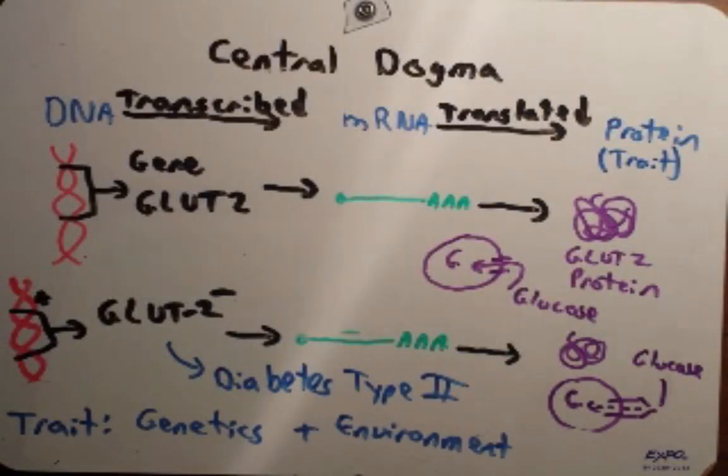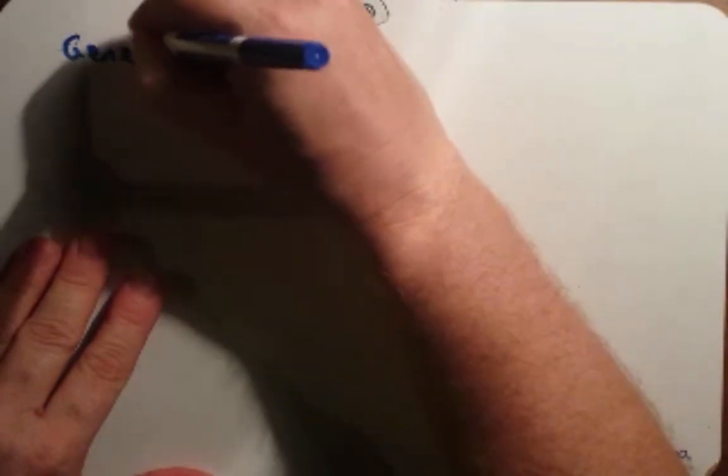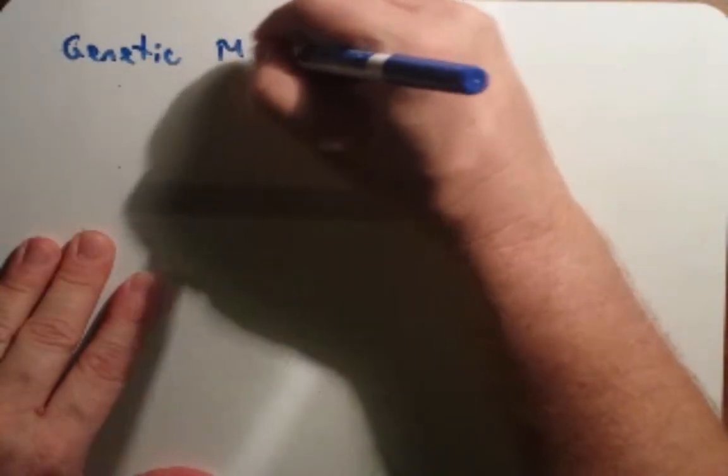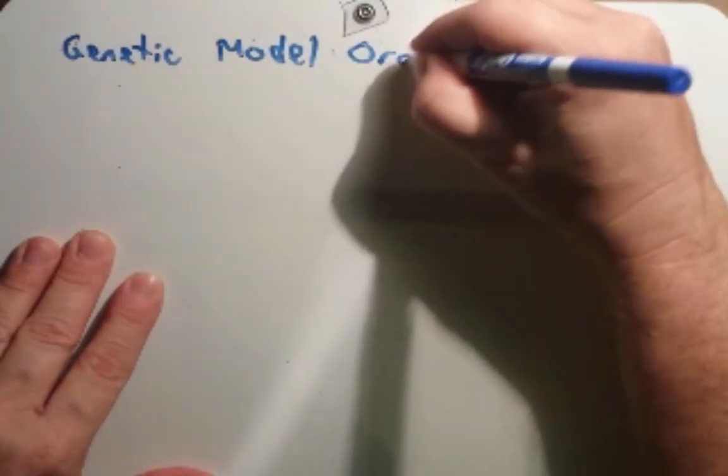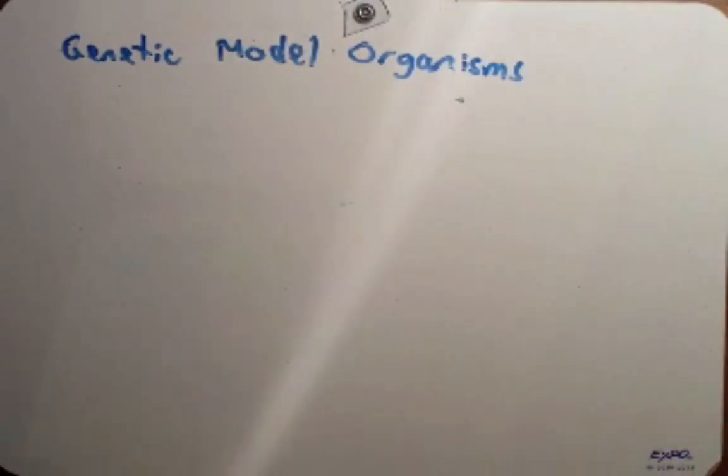So let's talk about that for a moment. So up here, let's write genetic model organisms. And as I said before I erased the board, we use these genetic model organisms to study complex processes using a much simpler organism. This helps us break down these larger processes into simpler questions.